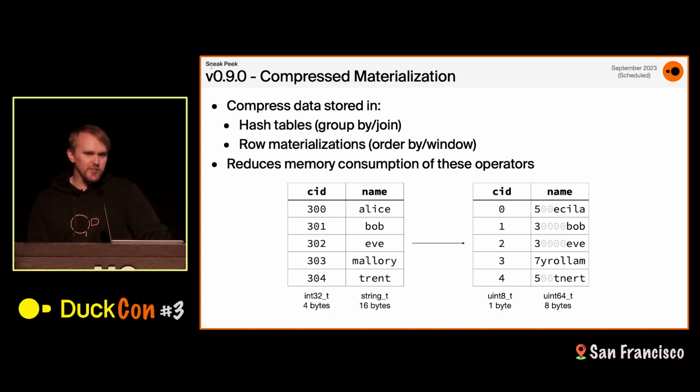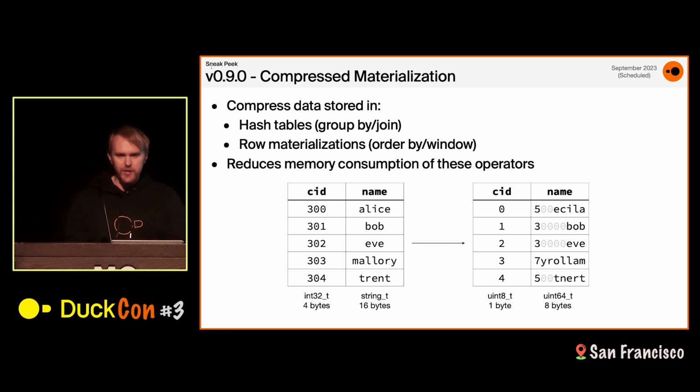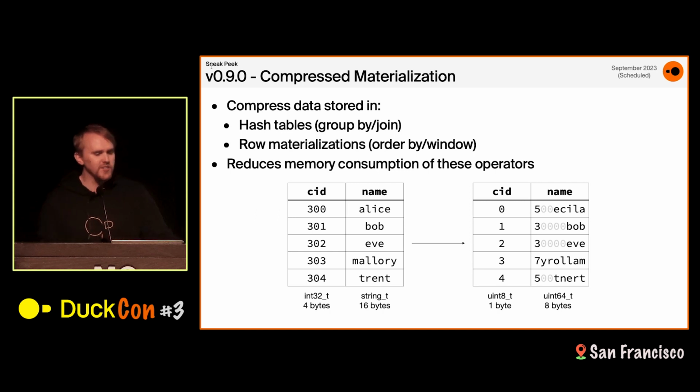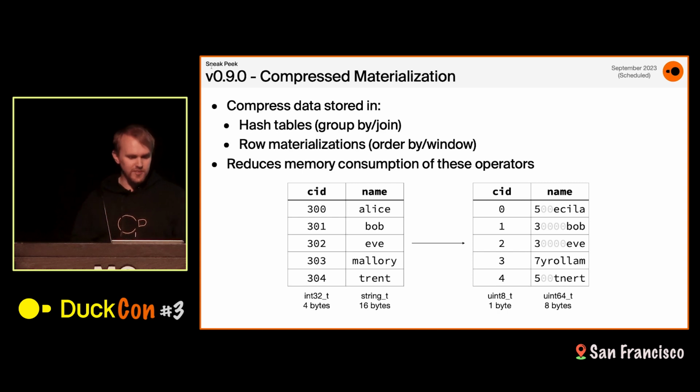Currently that materialization happens uncompressed. Our storage is compressed, but the materializations are not. And while we can offload those to disk for many operators, and soon essentially all operators, having them be uncompressed increases the memory footprint quite significantly.